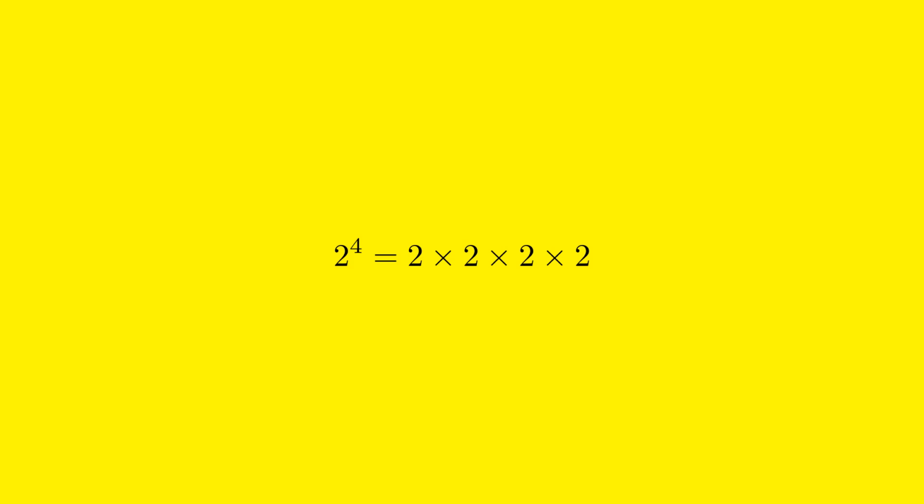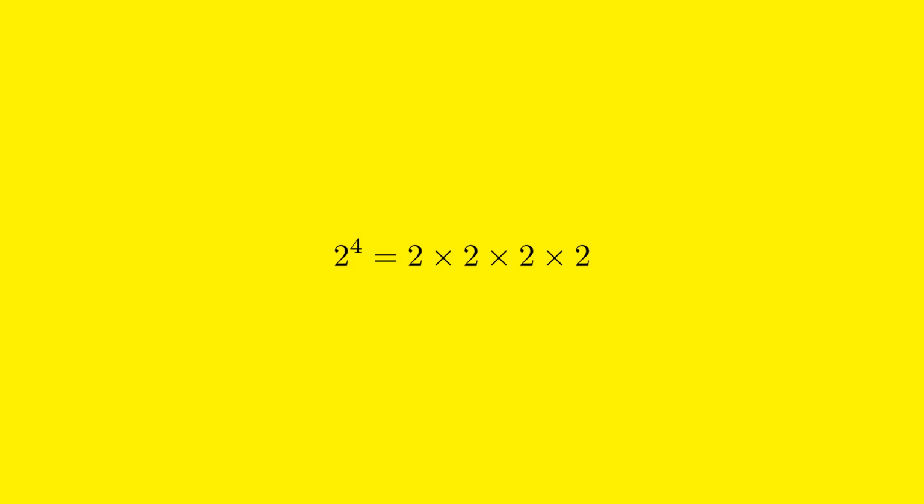So, we start by writing out the multiplication. 2 times 2 times 2 times 2. This is how the expression is altered in this step. Instead of seeing 2 raised to the power of 4, we now see a series of multiplications. 2 times 2 times 2 times 2.